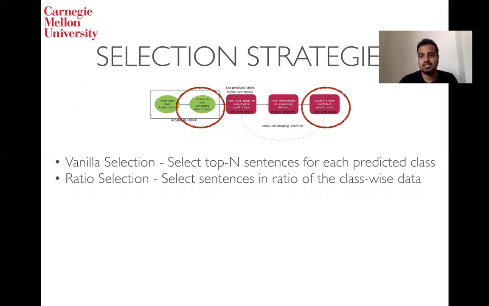There are two selection strategies that we use, which are important to note here. Vanilla selection, which selects the top n sentences of each predicted class. These selection strategies correspond to the selection blocks, which are highlighted here. And ratio selection, which selects the sentences from each class in the ratio of their distribution in the dataset. So this ratio selection strategy tries to compensate for the imbalance, or tries to overcome the challenges given by the imbalanced class distribution of the underlying dataset.